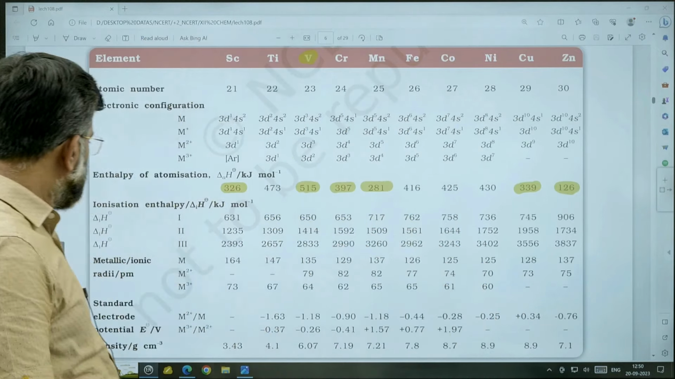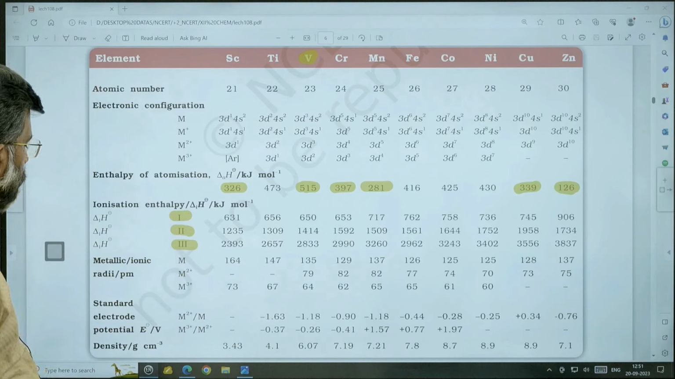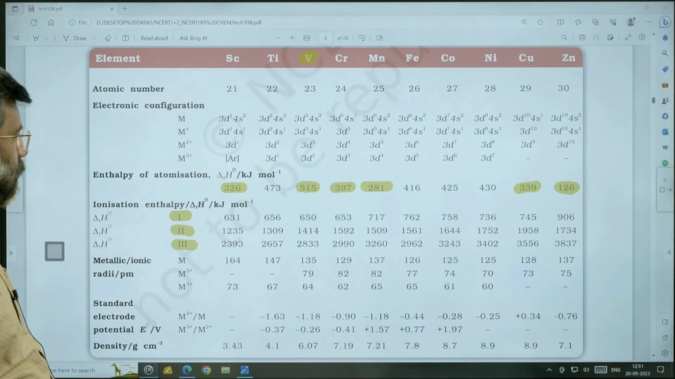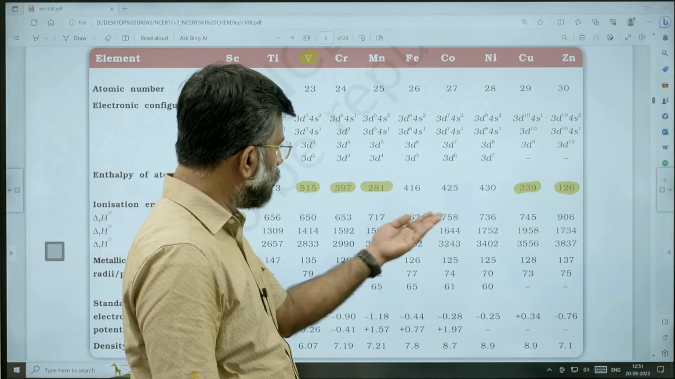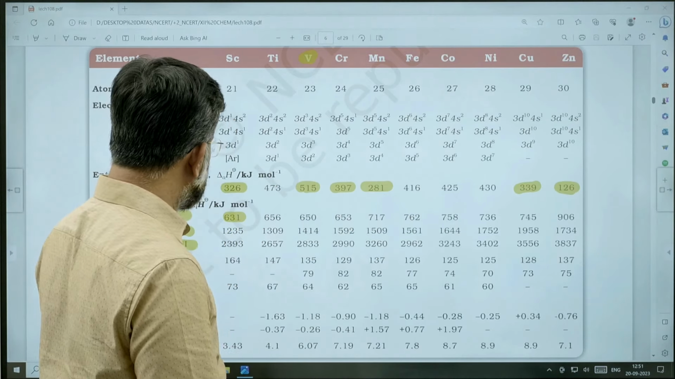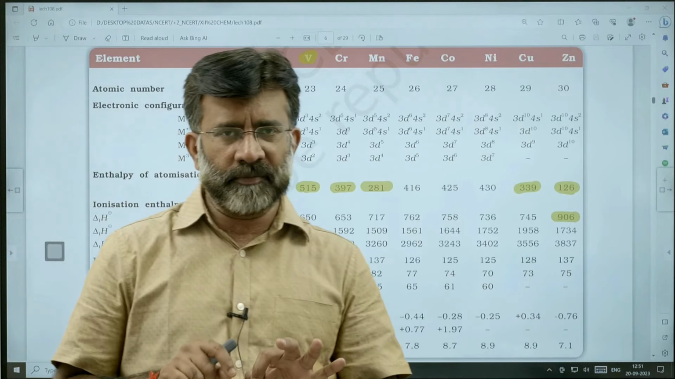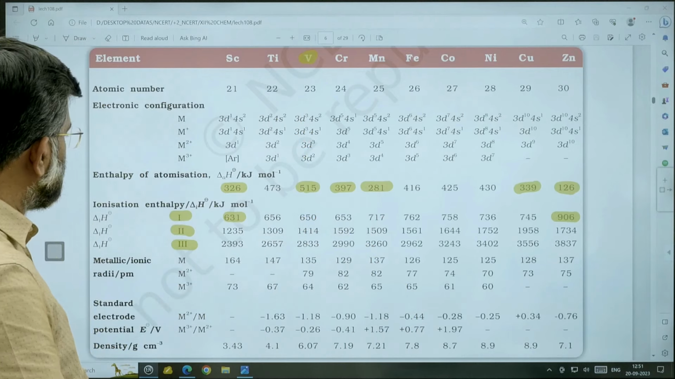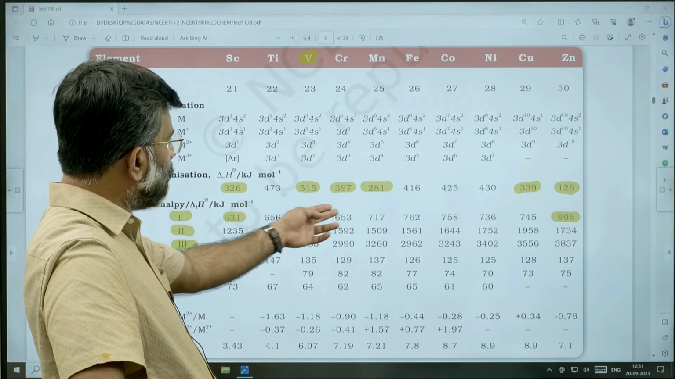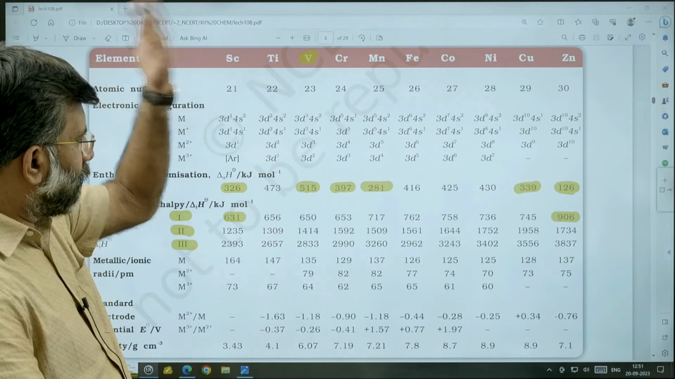Okay. Next is ionization enthalpy. You can see three ionization enthalpy values are given. Which has the minimum first ionization enthalpy? I think it is scandium, with a minimum value of 631. Please verify, isn't 631 the minimum? And which is maximum? It is zinc. So for first ionization enthalpy, minimum is scandium and maximum is zinc. Which is coming second? 650, I think it is vanadium in second place, which is second from the maximum.